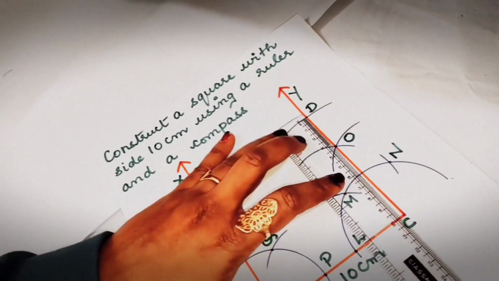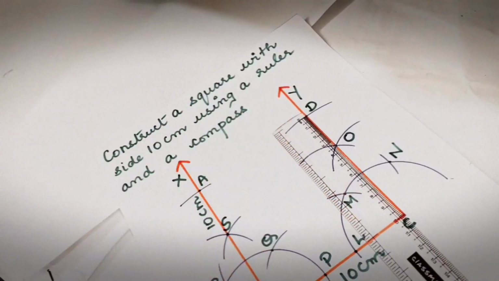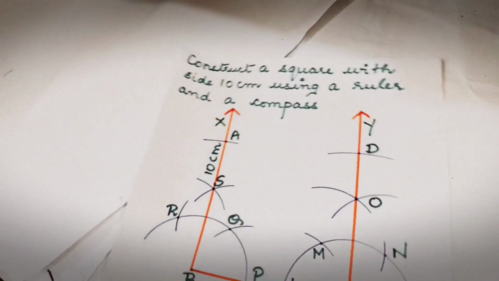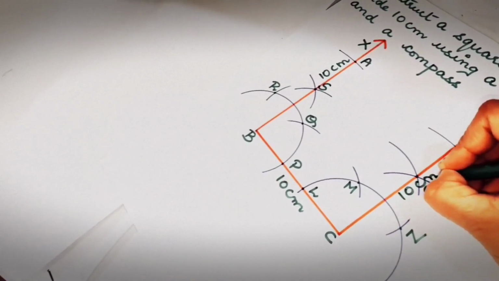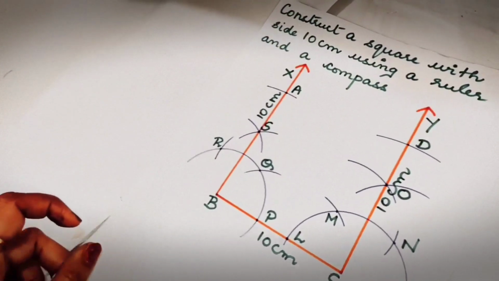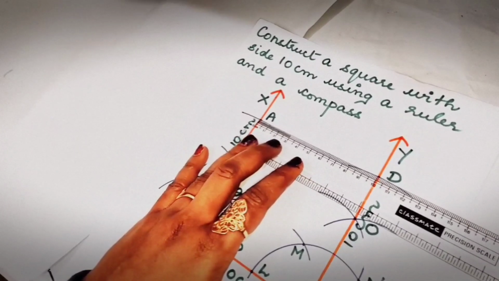Now let us measure the length of the line segment CD. We can see that it is 10 centimeters. So we write 10 centimeters along that line segment. Now we have finished with the 3 sides of the square. Let's go for the last side.